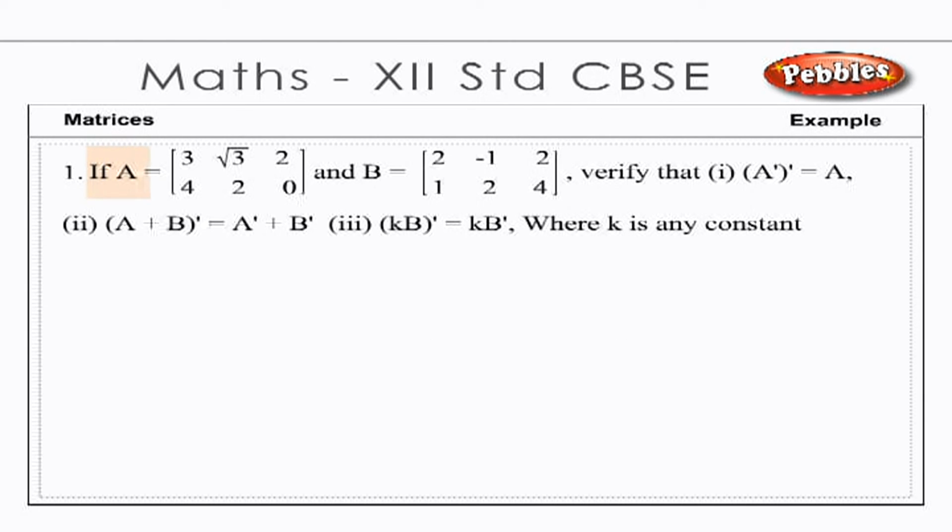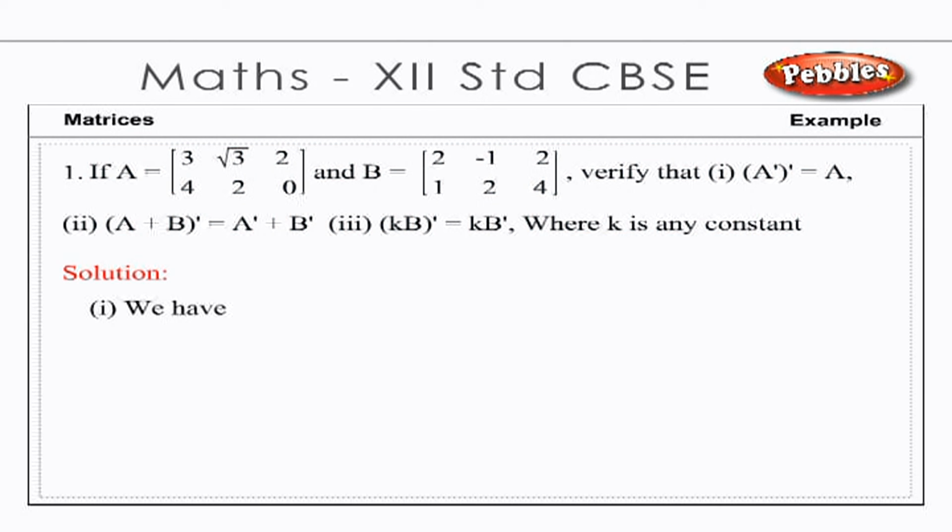If A is equal to matrix 3, root 3, 2, 4, 2, 0 and B is equal to matrix 2, minus 1, 2, 1, 2, 4. Verify that (A')' is equal to A, (A plus B)' is equal to A' plus B', and (kB)' is equal to kB', where k is any constant.